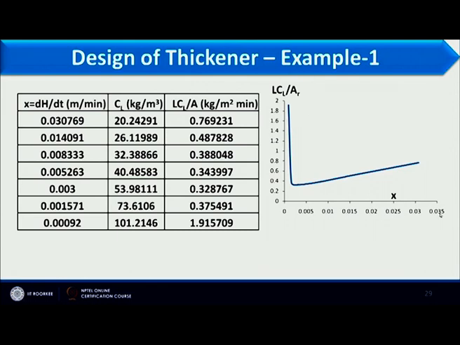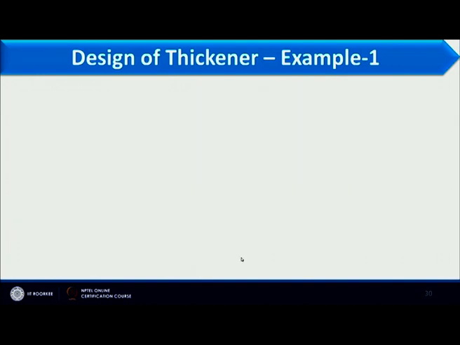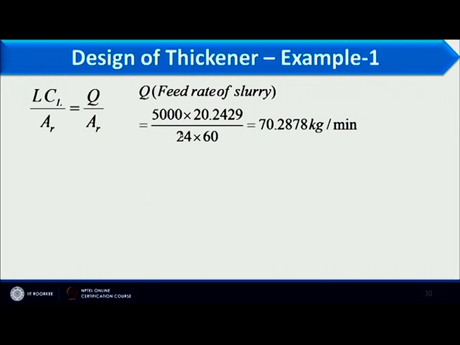So drawing this, we can find the minimum possible value, and that minimum possible value we can find at x equal to 0.003, which is 0.328767. So once we have this minimum value, we can calculate area corresponding to this, but before that we have to find the Q value, and Q is the feed rate to the slurry. The slurry was fed as 5000 meter cube per day.